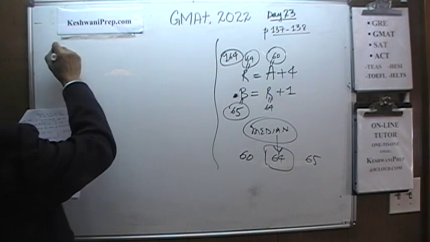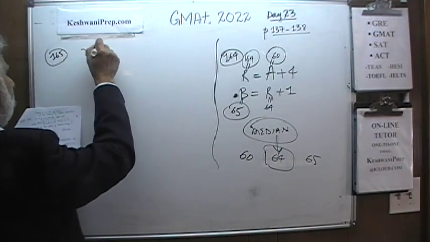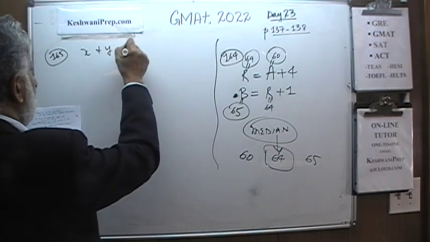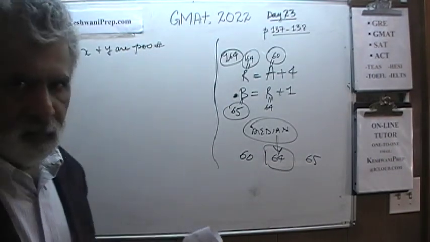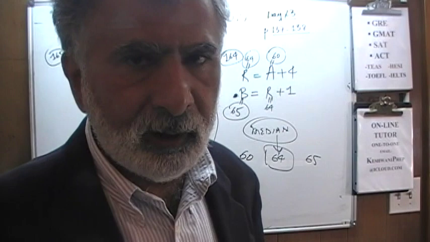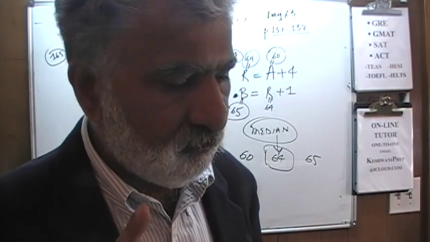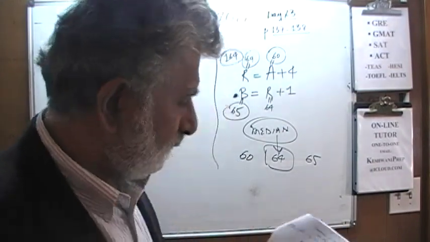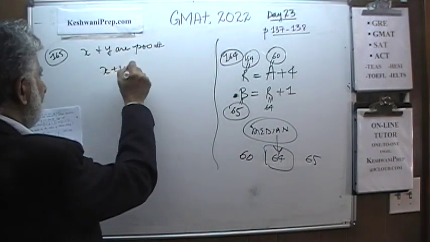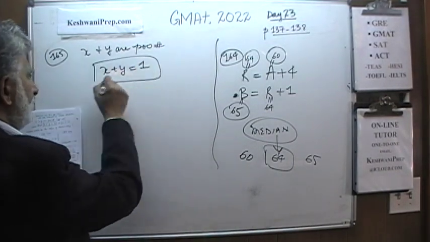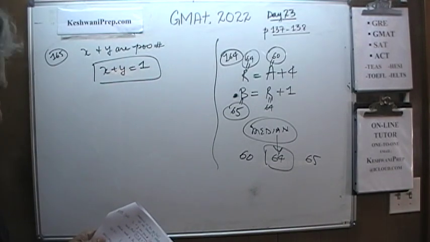In 165, we are told that X and Y are positive numbers. Pay attention, we must pay attention. We are not being told that they are positive integers, they're positive numbers, they're positive quantities. That's what it says. We are also told that X plus Y has to equal 1.